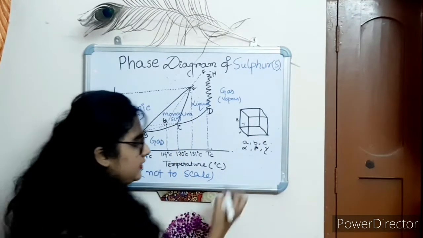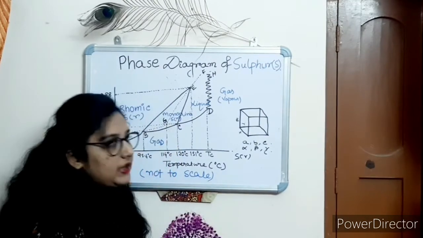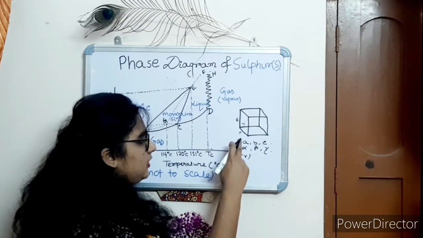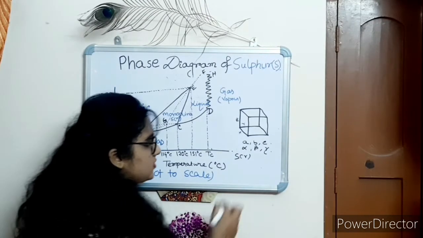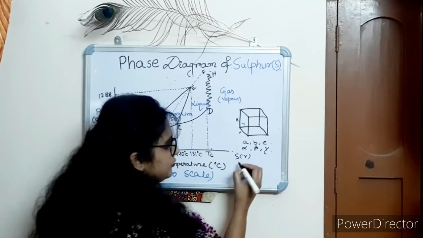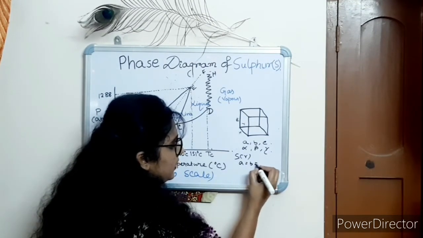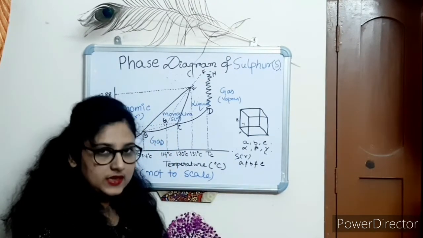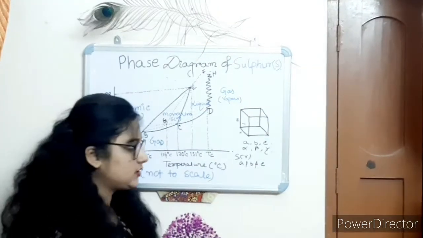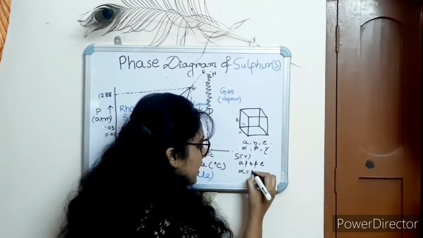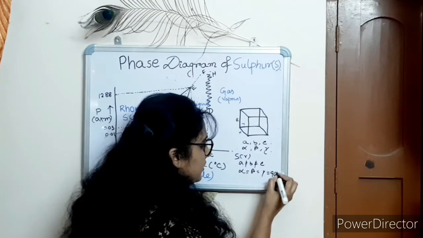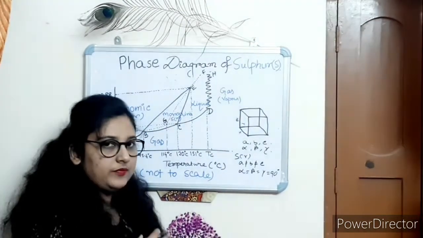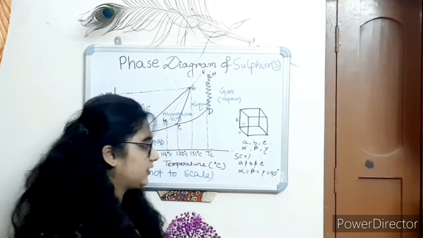So in case of the orthorhombic structure, what matters is the relation between a, b, c and alpha, beta, gamma. In case of orthorhombic sulfur, the three axes are not the same, so a is not equal to b, is not equal to c. But the three angles are equal: alpha is equal to beta is equal to gamma is equal to 90 degrees. So this is the criteria of an orthorhombic crystal structure.